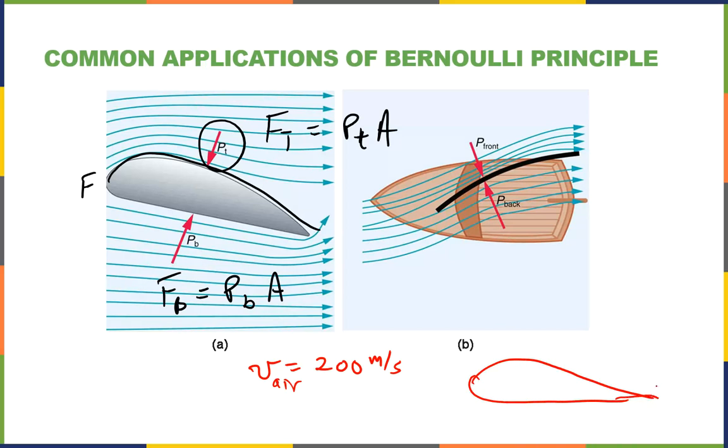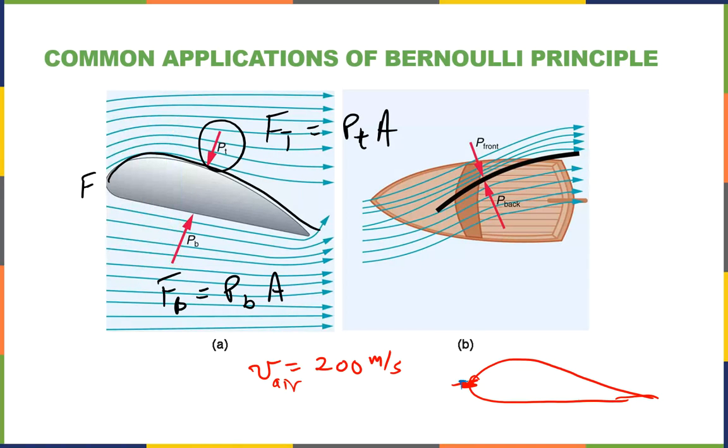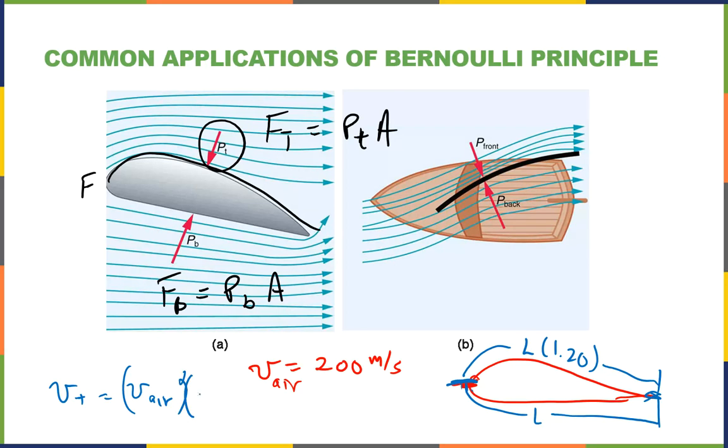If my wing is shaped so that the distance going from here to here is length times 1.20, that is 20% longer than the length on the bottom, then it's going to have a speed on the top that is, of course, 20% higher, given the 20% longer distance. So the speed on top is equal to the air speed times that same 1.20. So it has a higher air speed.